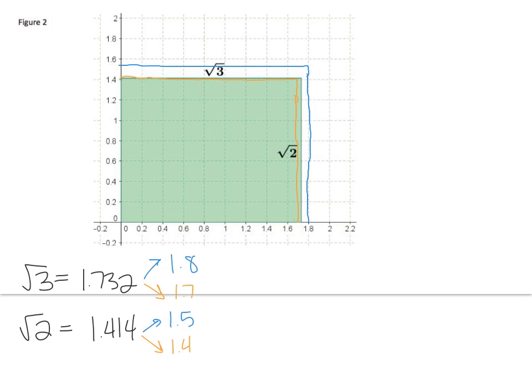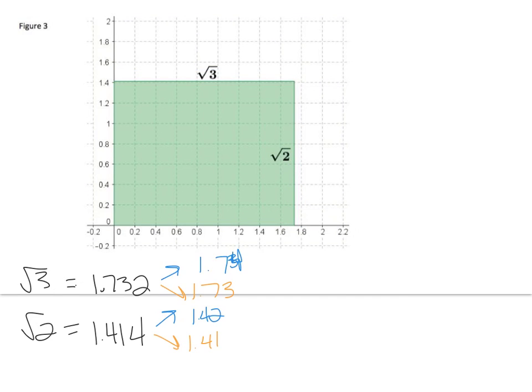Let's try it one more time. So here we're going to try to zero in on the actual number, square root of 3 and square root of 2, just a little bit tighter. So again, I've got the thousandth decimal place out there. I'm going to do an upper limit, 1.74 by 1.42, and a lower limit, 1.73, 1.41. Because remember, these are not exact numbers. This is an exact number.